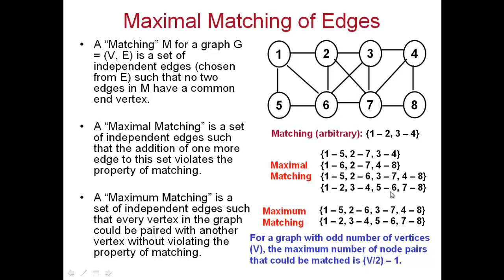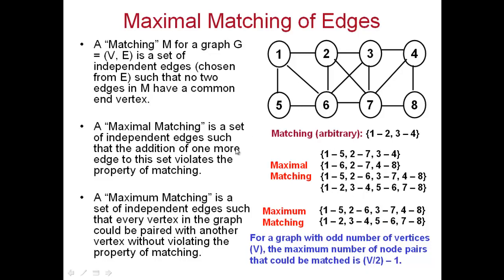And if you pick any of the sets, for any two edges in this set, there's no common end vertex. So 1, 2, 3, 4, 5, 6, 7, 8; 1, 5, 2, 6, 3, 7, 4, 8. In any of these sets, you cannot find for any two edges a common end vertex. So all of this can be called a matching.